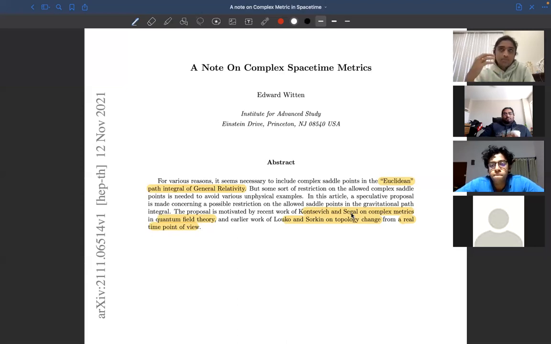And this seemed to reliably separate allowable and non-allowable metrics. They did it in the context of axiomatic quantum field theory. It was not much to do with quantum gravity, but Witten used some examples, which we'll go through, to specify this.